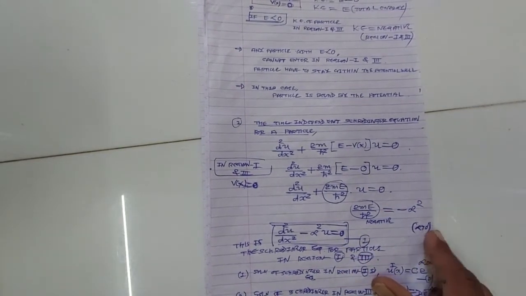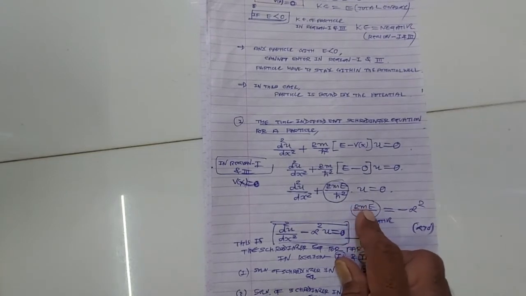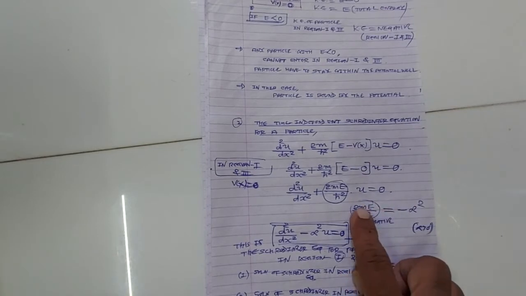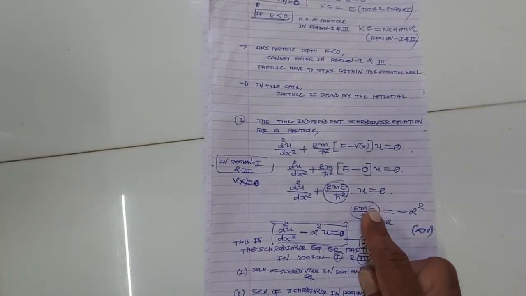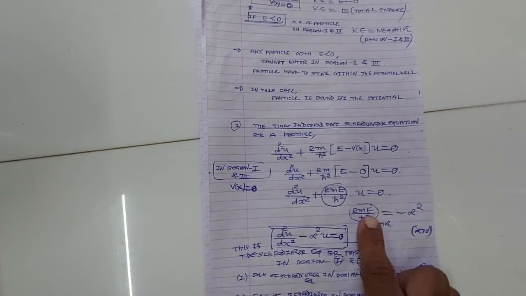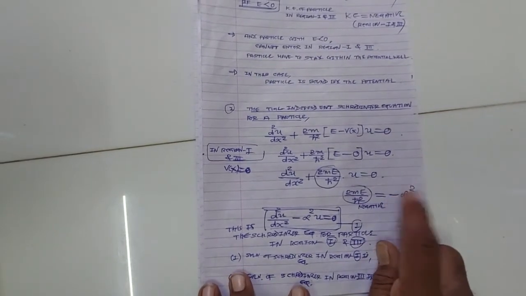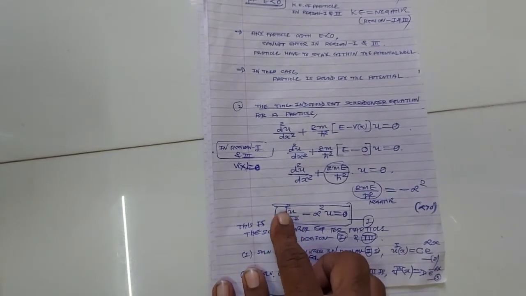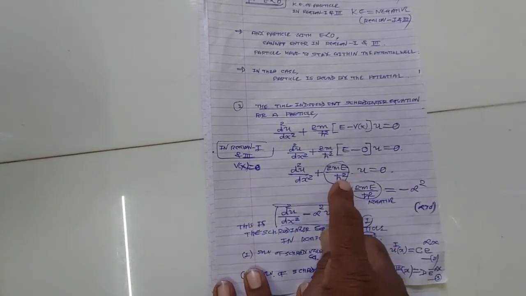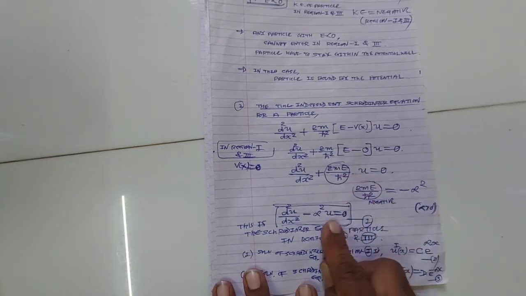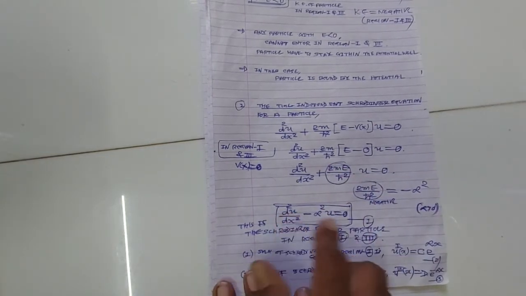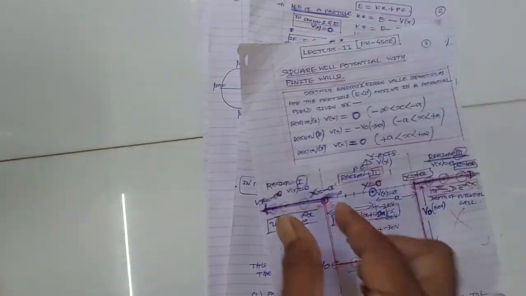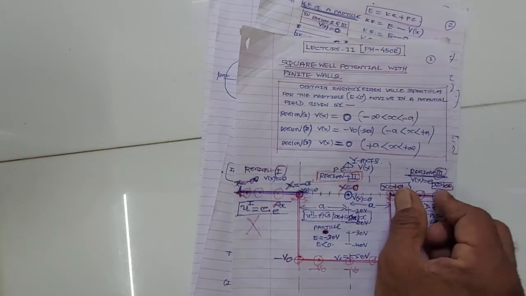Because the left hand side term is negative, in order to make the right hand side term negative we have to put a negative sign here. So in regions 1 and 3 the Schrodinger equation becomes d²u/dx² − α²u = 0, which is the Schrodinger equation in region 1 and in region 3.